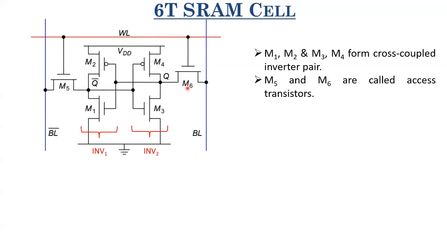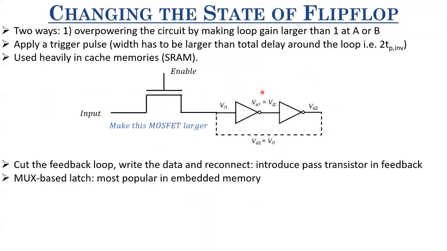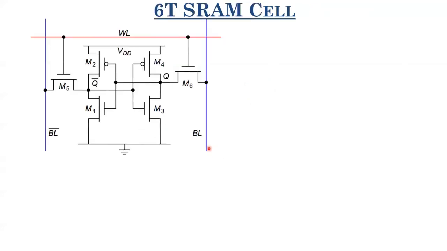These M5 and M6 are called the access transistors, which are used to program this. They are used to change the state of this cross-coupled inverter pair over here. So you can think of it like an access transistor, M5 or M6. Here, this is only one access transistor. If you include another access transistor here, let's say this is M5, this is M6, then you make an SRAM cell. How? Let us look at that.